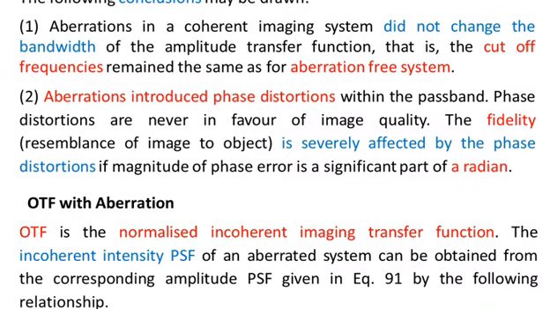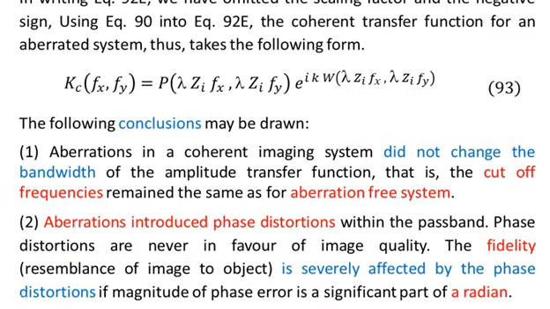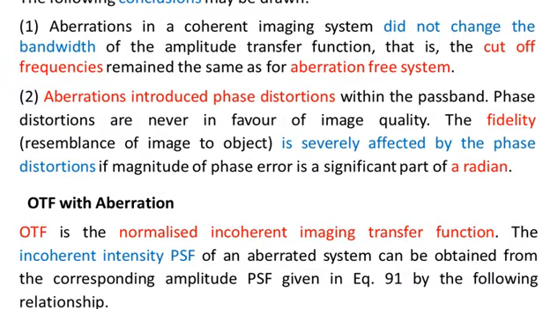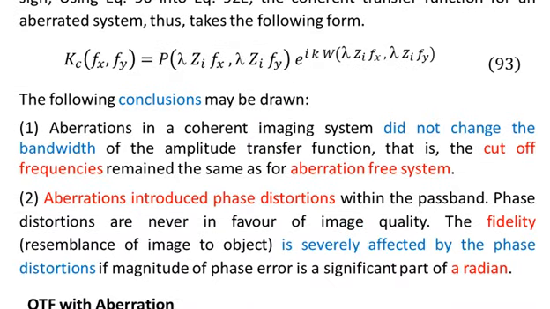And number 2, aberrations introduce phase distortions. As you can see, on the right hand side we have the phase factor in equation number 93. The aberrations introduce phase distortions within the pass band. Phase distortions are never in favor of image quality. The fidelity, that is the resemblance of image to object, is severely affected by the phase distortions if the magnitude of a phase error is a significant part of a radian. So if the phase distortions shown in equation number 93 are of significant values, even a small part of a radian, then even this small fraction will affect the fidelity of the system.